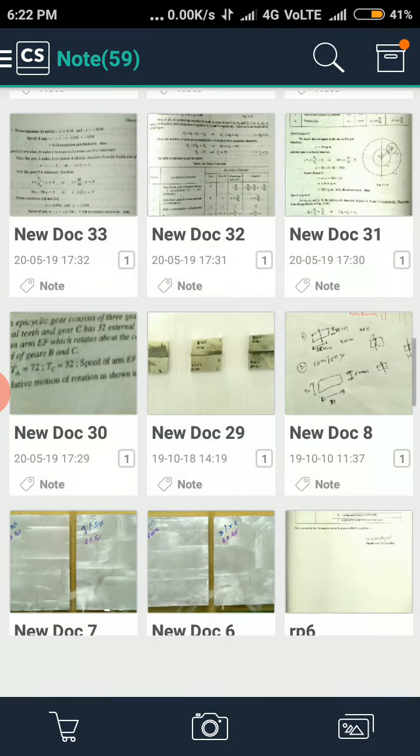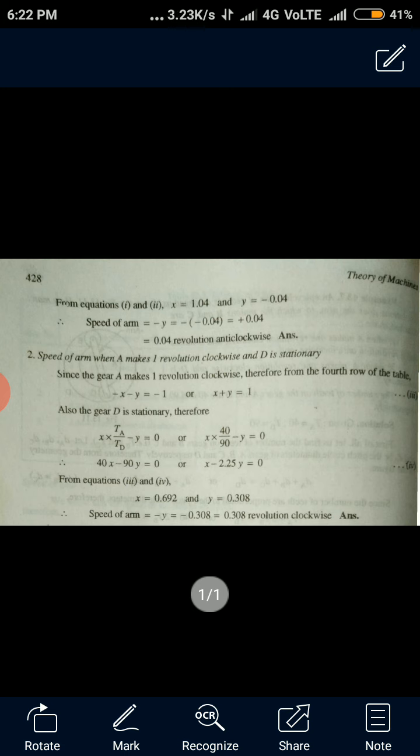After simplification, the value you got is what? x equal to 1.04, y equal to minus 0.04. Now from the table, the speed of arm is what? Minus y. So minus of the y value, minus 0.04, minus of minus is plus 0.04. You get positive. That makes the arm make an anti-clockwise rotation.